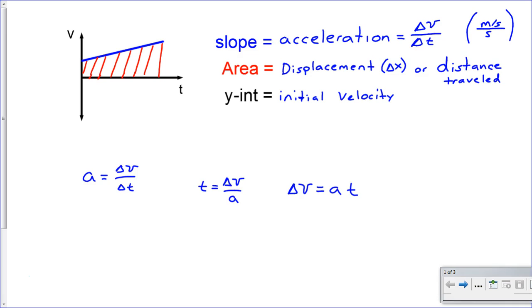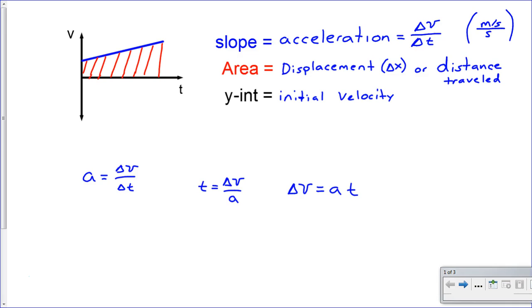The slope of this line here, because everything should be linear if we're having constant acceleration, is equal to the change in velocity over the change in time. So oftentimes we'll want to find the slope of our velocity versus time graph because that will give us the acceleration. And then the initial velocity that we're given, that is the y-intercept on the graph.